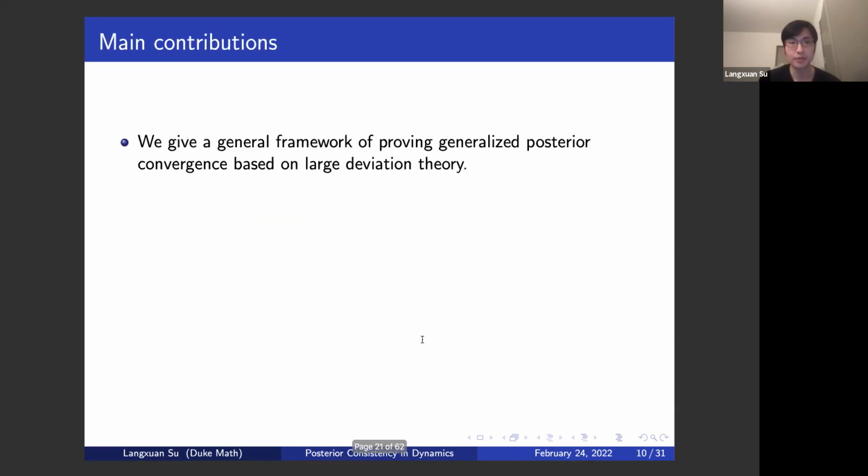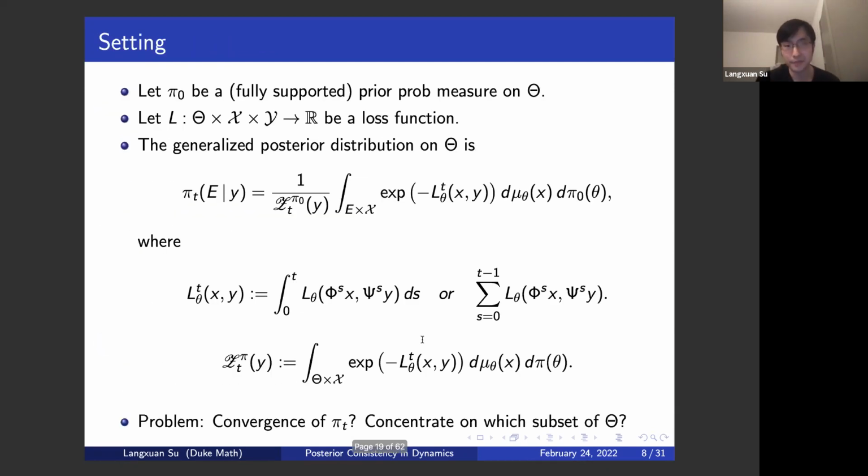Okay, so then the main contribution of this work, or maybe before I go into the main contribution, are there any questions on the precise setting?